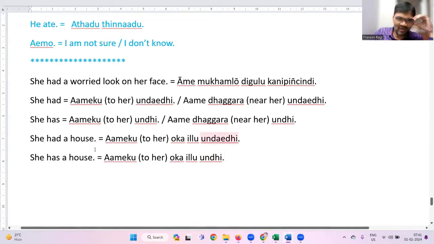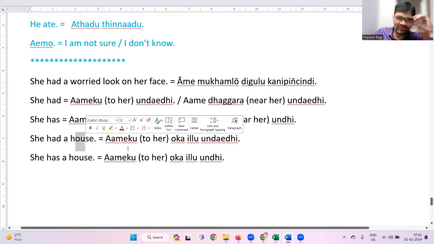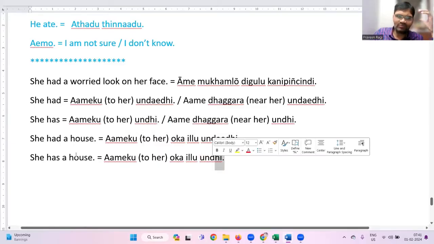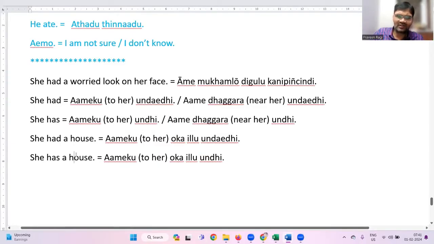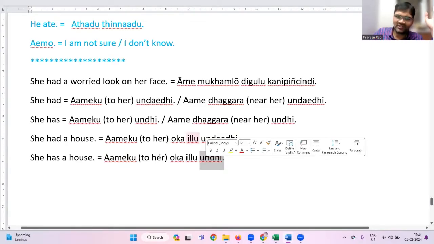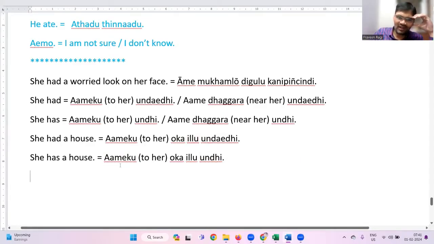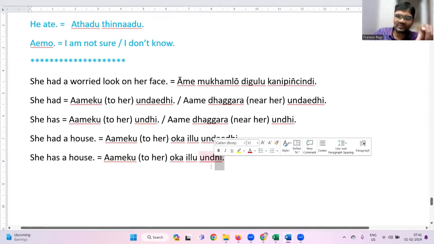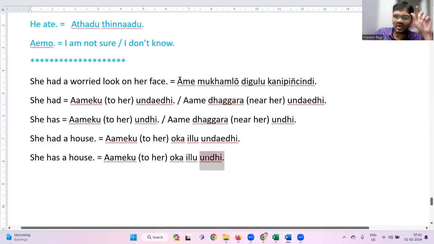It is based on the object only. For example, house is here. That's why we used undi or undedi ending. Maybe another sentence is a car or computer. Still it is the same undi or undedi. If we change to he has a house, atadiki oka illu undi. That's all. It will not change because here we are focusing on the object only. The conjugation will be based on the object.